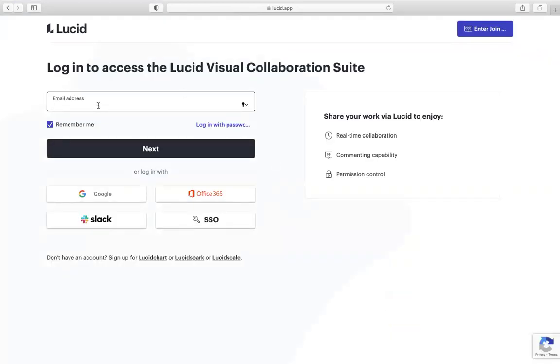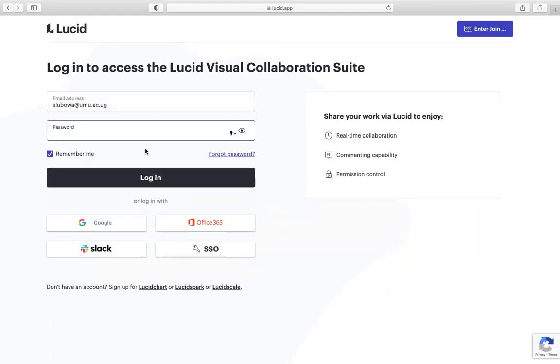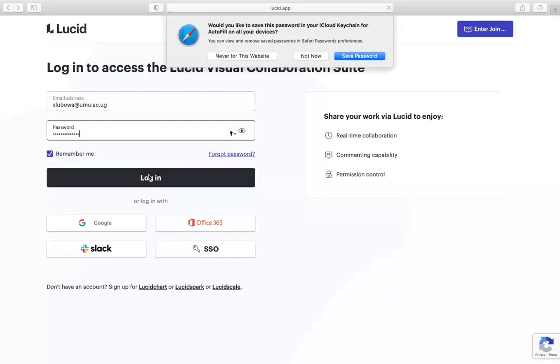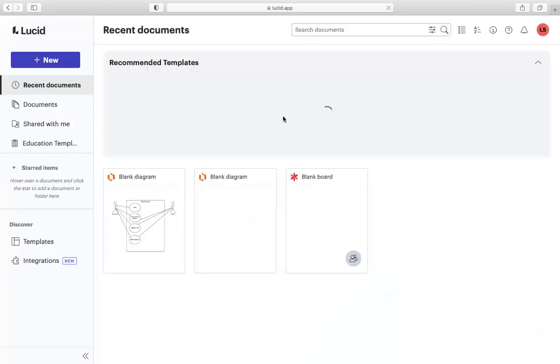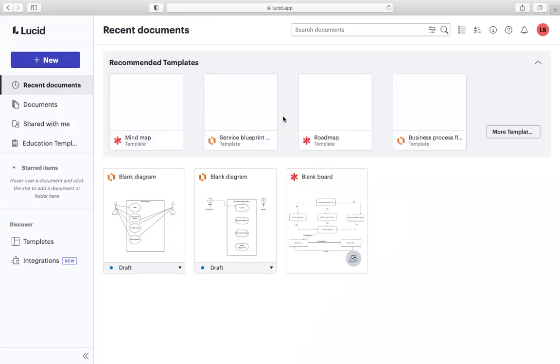So let me check. Esulubowa at umu.ac.ug. Let me check if I have an account. Let us wait and see. Good. We are there.